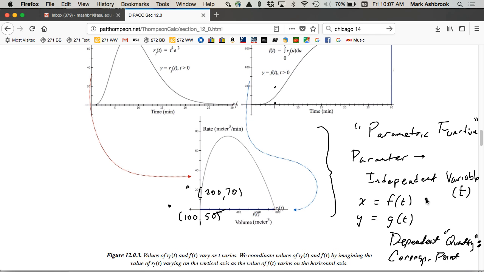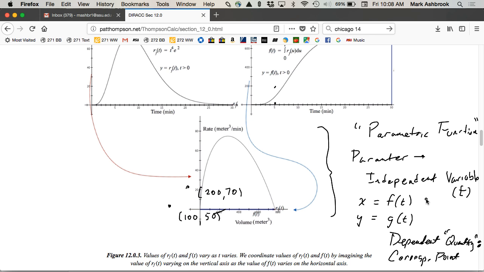Nick? Your selection of which was x and which was y in this ordered pair is arbitrary, right? They could have been flipped the other way. Exactly. So that would have been a different function if we had been charting volume as a function of rate. That would be a different parametric function, but the same idea. So you choose, right?